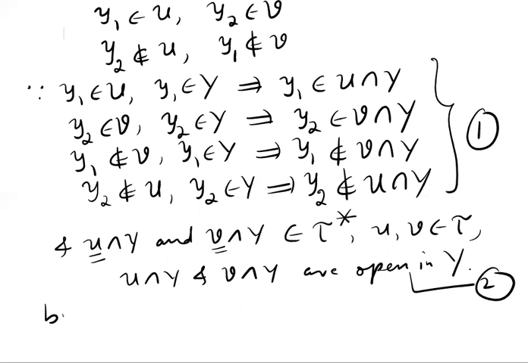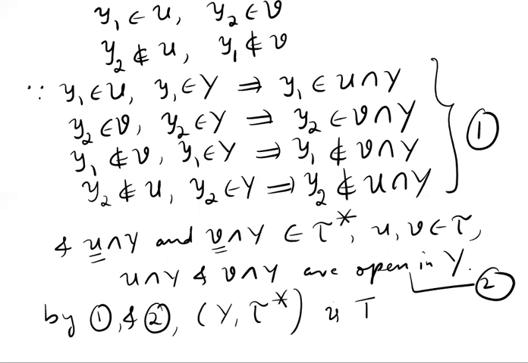So by 1 and 2, we got two open sets in Y of y1 and y2. If one contains y1, it will not contain y2, right? Yes. So by 1 and 2, it happens for every pair of distinct elements in Y. Therefore, this is also T1. Hence, T1 property is hereditary, hence the theorem.